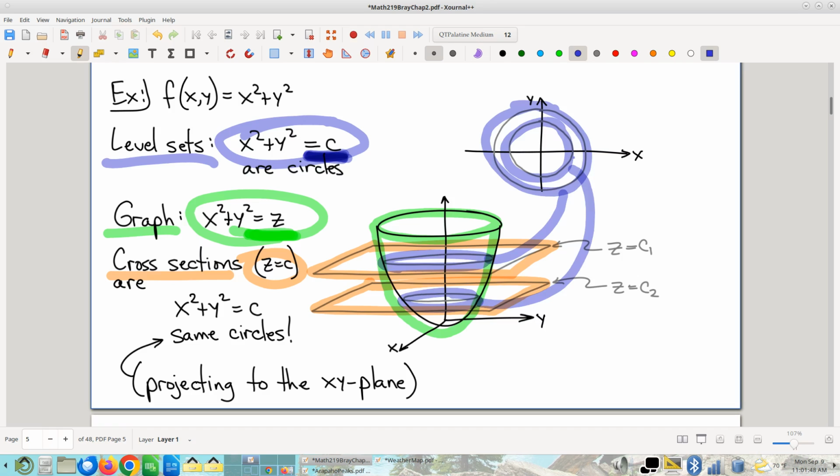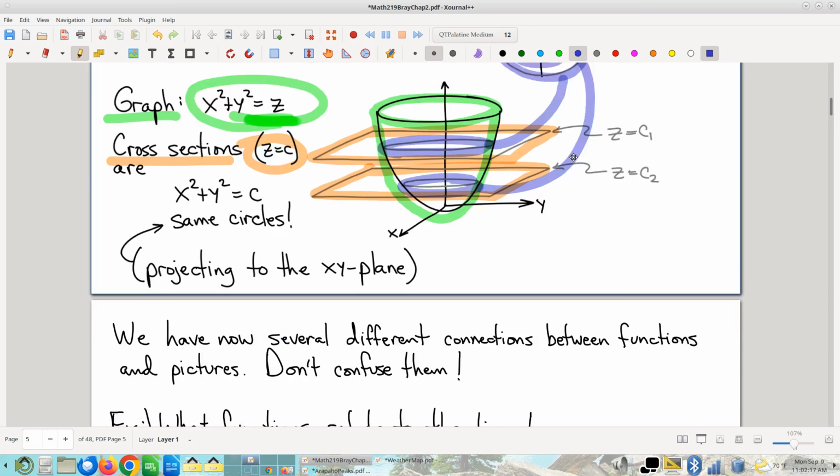Asterisk, slight distinction. These circles are sort of suspended up in 3-dimensional space. Points on these circles have 3 coordinates. Just to be fair, points on these circles only have 2 coordinates because they're in the plane. But when I say they're the same circles, what I mean is the x and y coordinates of the points on these circles are exactly the same as the x and y coordinates of the points on these circles. Okay. All right, so that's a cool fact.